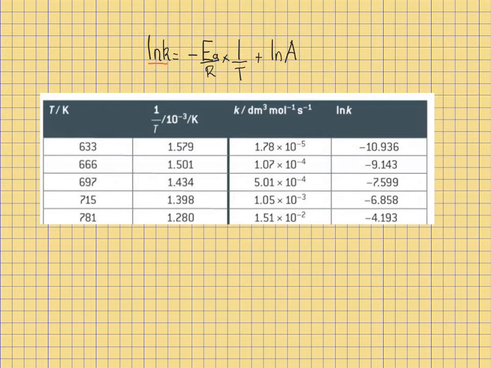Ln A is going to be the y-axis. So the data that's going to be on the y-axis is this column here. The data that's going to be on the x-axis is this here. This is the x-axis, 1 over temperature. So this forms our x, or our horizontal axis, and y, the dependent variable, the natural log of the rate constant, is dependent on the temperature, so that goes on the y-axis, on the vertical axis.